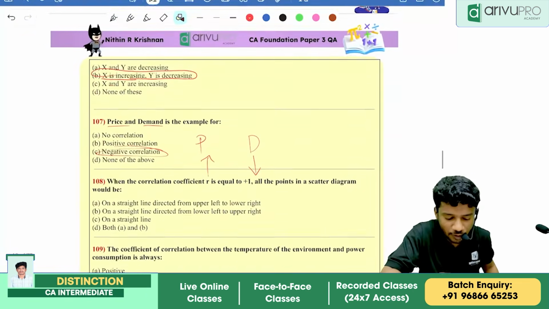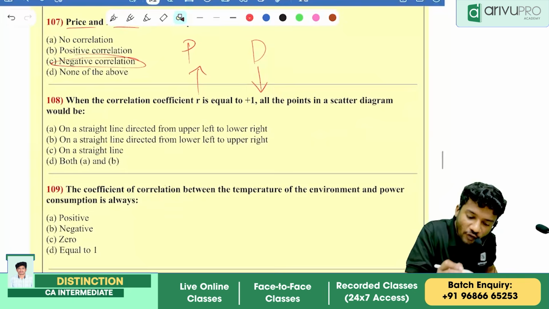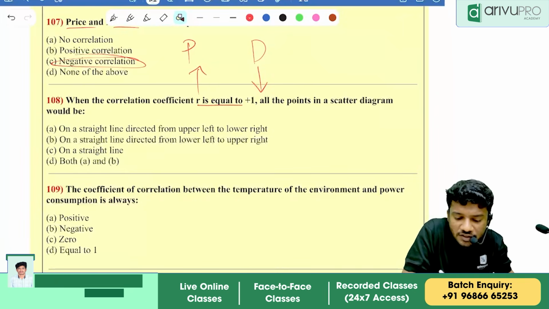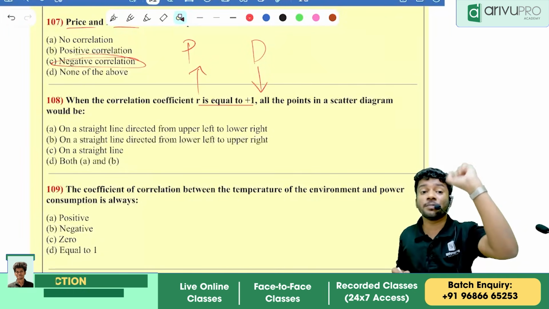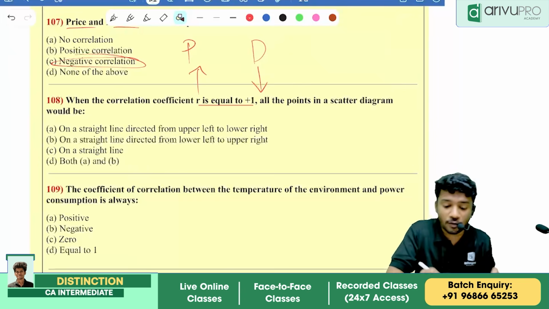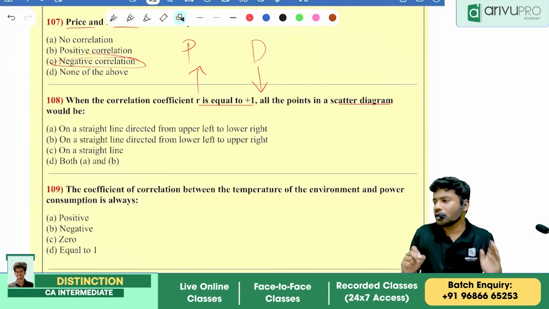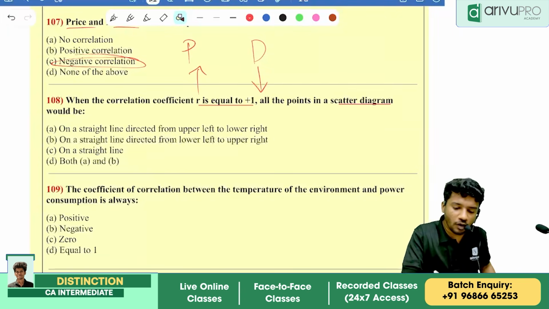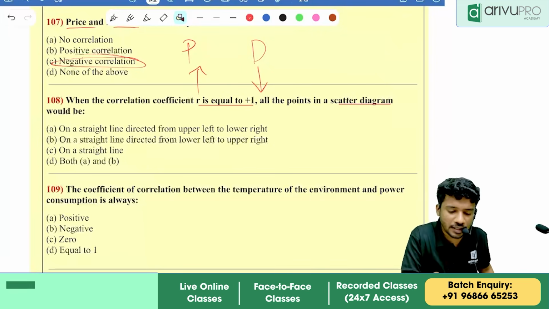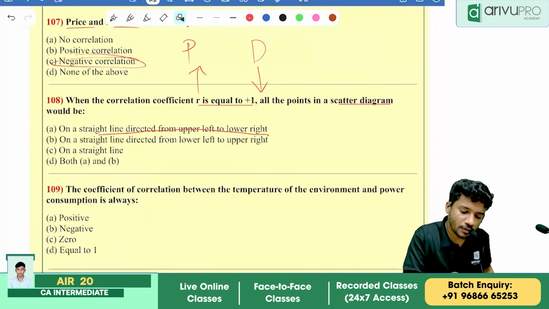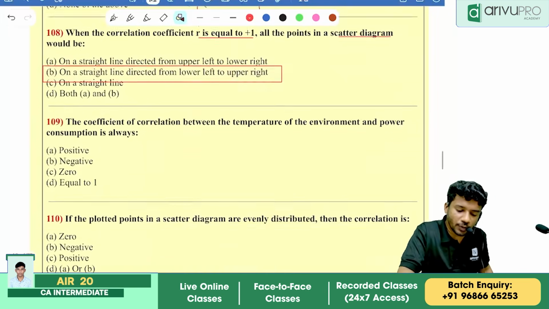Next one. Have a look at the first question, people. When the correlation coefficient R is equal to +1. +1 means what? Perfect positive. The scatter diagram would be what? On a straight line from lower left to upper right. Which option? Option B. Okay, next question.